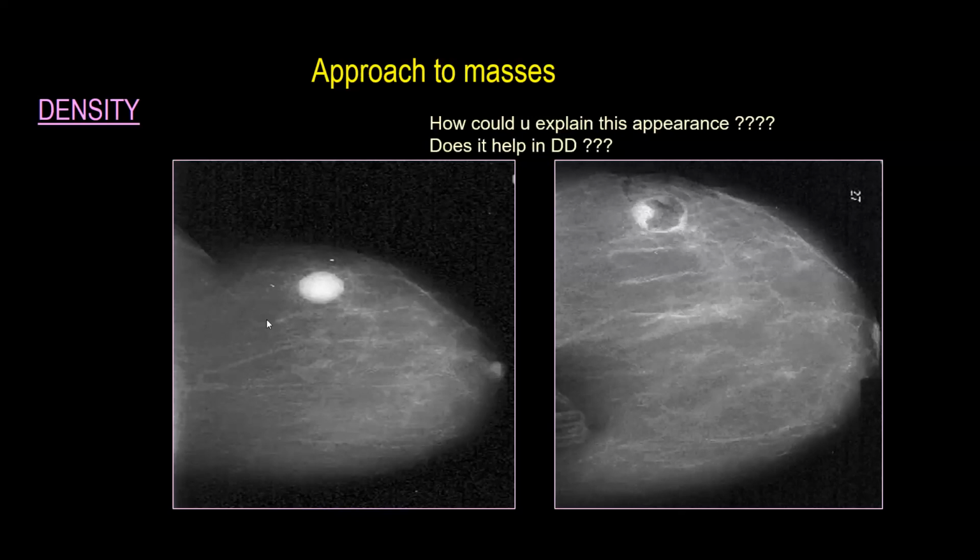Here it might give you a clue that this might be a fibroadenoma. It is a circumscribed high density mass. What do you suggest? What happened here? Malignancy. Tell me why there is a difference. This is the same patient. How could you explain this appearance? Does it help you in the diagnosis of this case? What does it indicate?